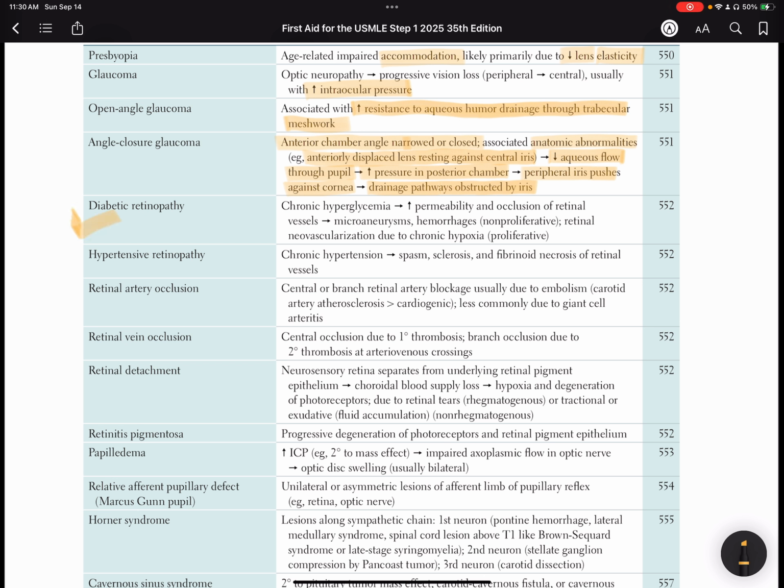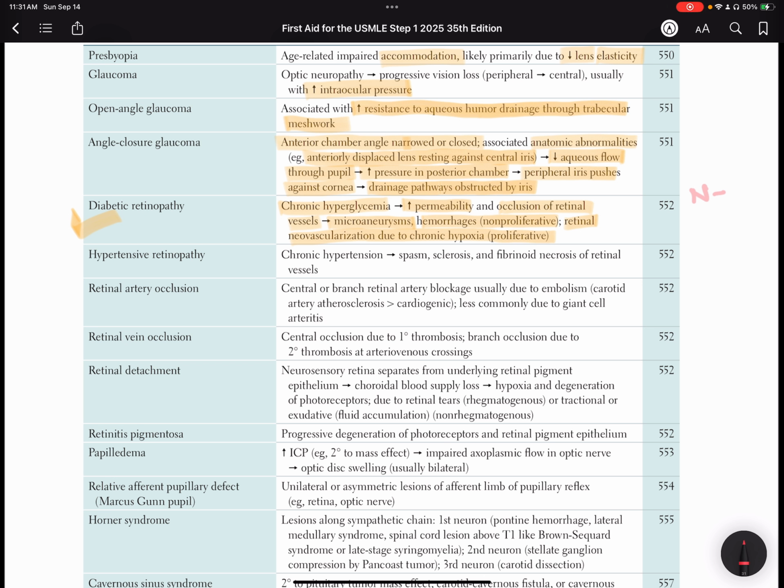Next condition is diabetic retinopathy. Chronic hyperglycemia causes increased permeability and occlusion of retinal vessels, leading to microaneurysms and hemorrhage, which is non-proliferative, and retinal neovascularization due to chronic hypoxia, which is proliferative. So two things, non-proliferative and proliferative.